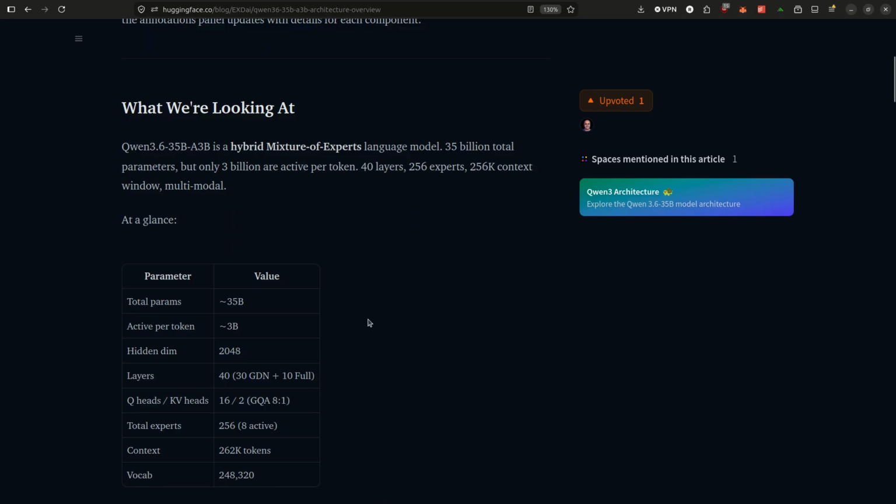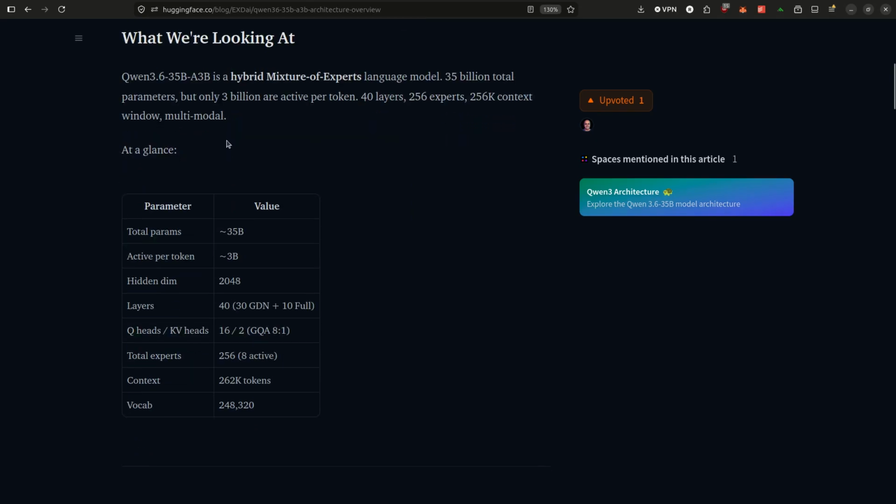So the Qwen 3.6-35B-A3B model is a hybrid mixture of experts model. Okay, the 35B means it has 35 billion total parameters, and A3B means only 3 billion of these are active per token. So it's like you've got 35 billion parameters, but a token or a query that's passing through this model is not hitting all of them at one time. At any given point, only 3 billion of these are hit, and this is obviously for computational reasons.